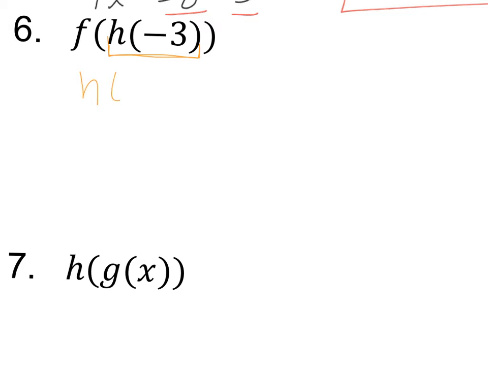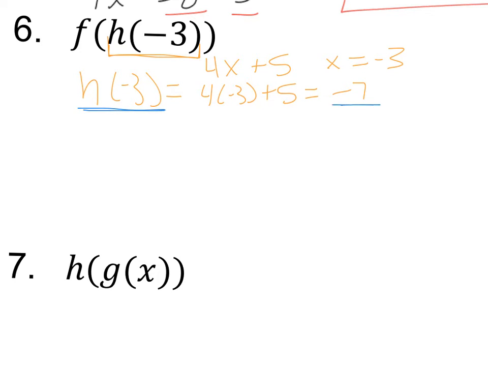So if I look at this, what this is actually saying is my function of h, which is 4x plus 5, evaluated at x is equal to negative 3. That's what this is saying. This is saying my function of h evaluates when x is equal to negative 3. So it would be 4 times negative 3 plus 5. So you get that answer, and that answer would be negative 7. So again, this is equal to negative 7.